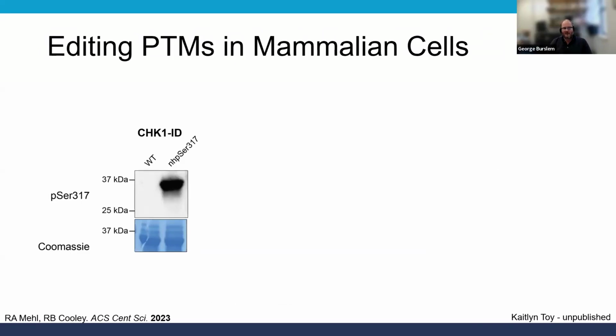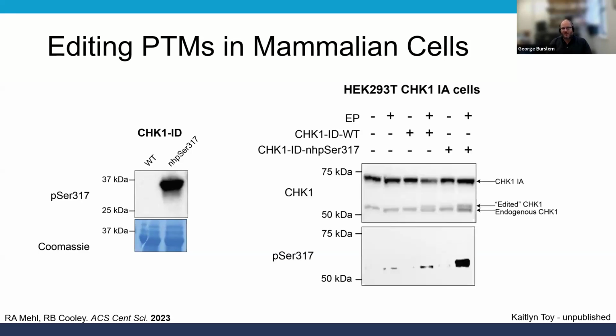We were able to take our intein donor. We can prove by gel shift, by Western blot, by mass spec that we have non-hydrolyzable phosphoserine site-specifically incorporated. And then we can do this and deliver this into mammalian cells and site-specifically incorporate phosphorylation onto a protein inside living mammalian cells.